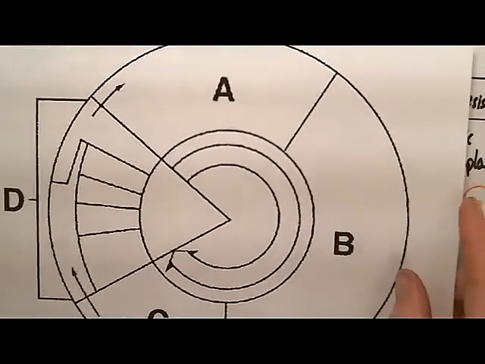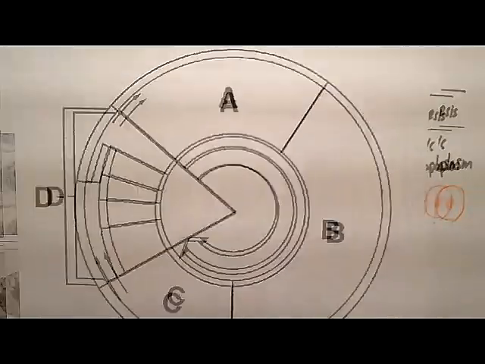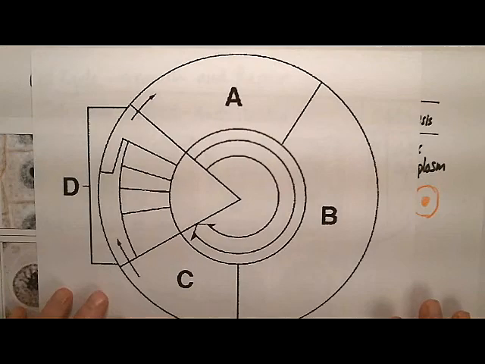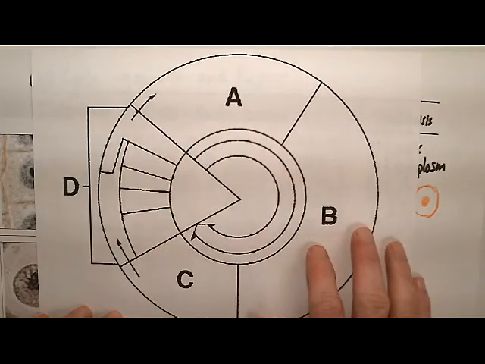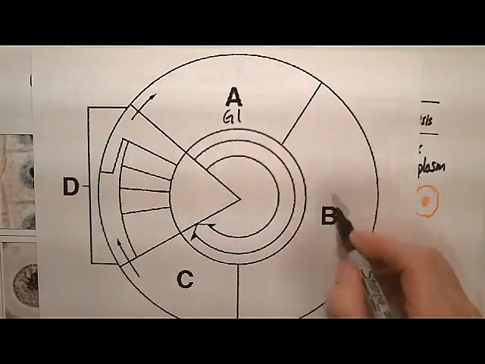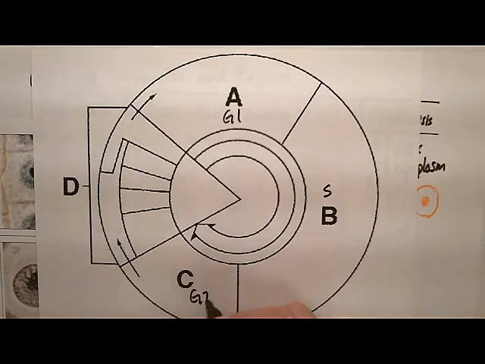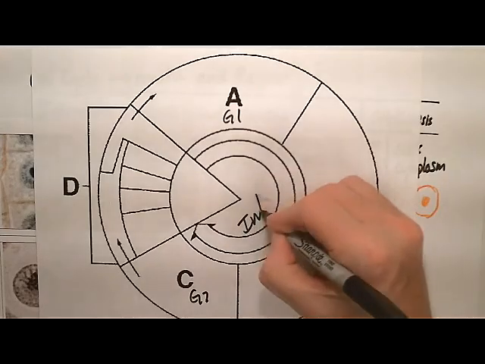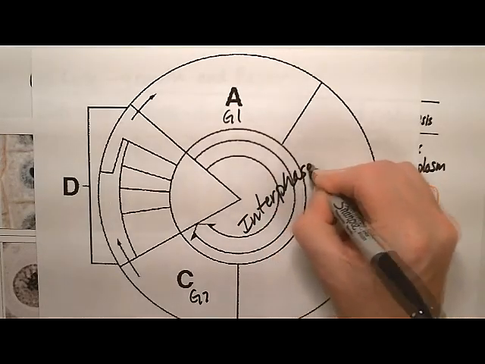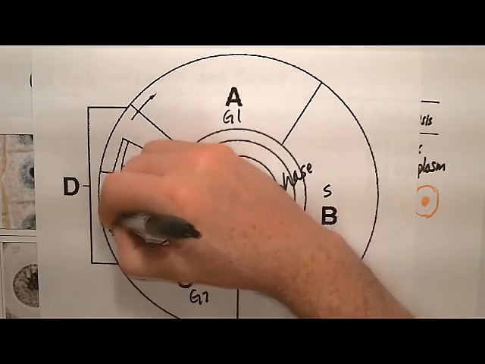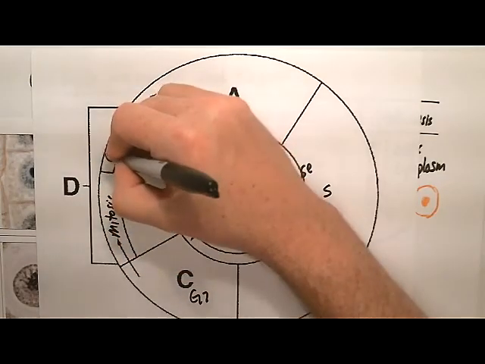This picture is also used quite a lot, not just in AP, but also in IB. Let me scroll back out here real quick. I wanted to go through this picture with you really quick. So this first thing that you see here, A, is gap 1. B is S, and C is gap 2. So this whole process right here is interphase. This whole process here is going to be mitosis. And then here is cytokinesis.